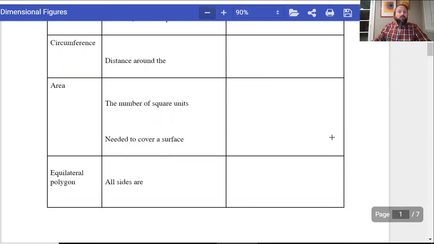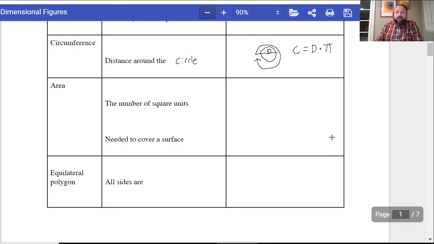Circumference. The circumference is the distance around the circle. So if we have a circle, it's the distance around the circle. Remember, circumference is equal to the diameter times pi, so pi times the diameter would equal the circumference. Area is the number of square units needed to cover a surface.